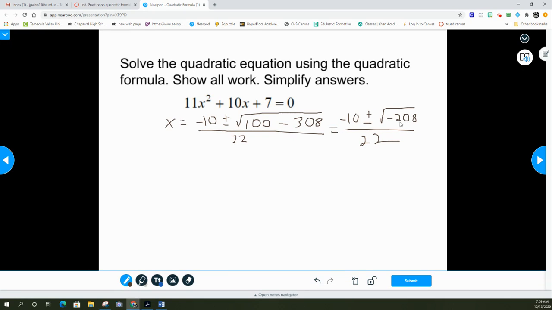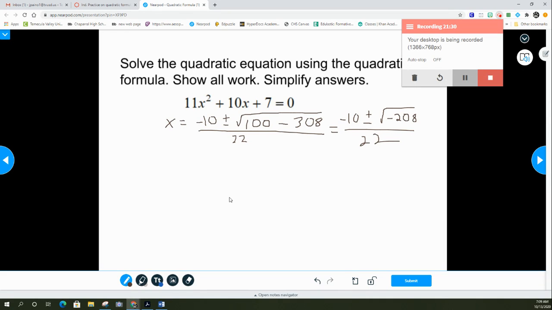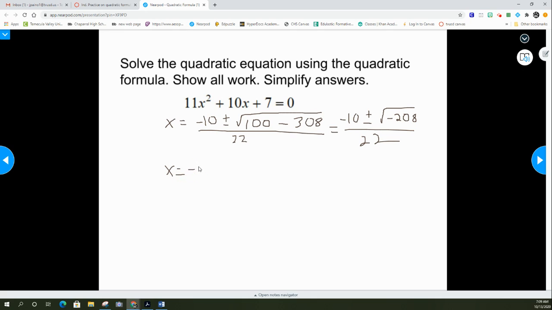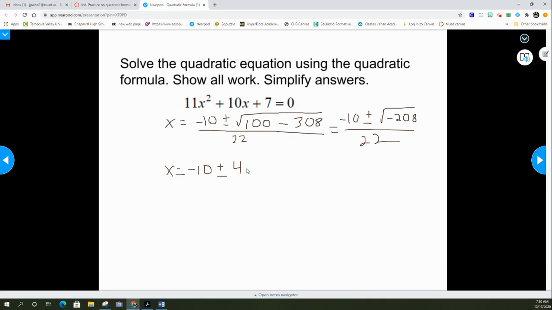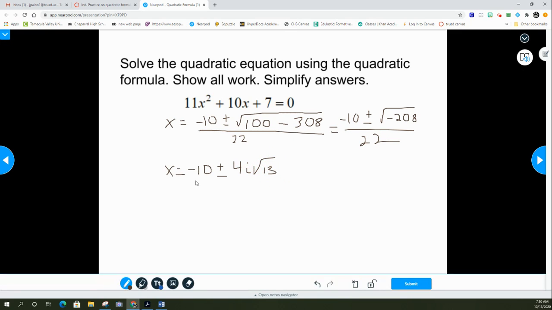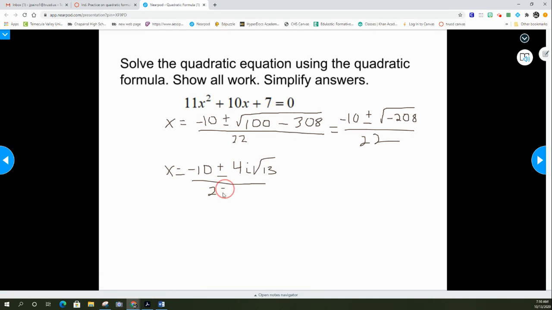So we need to find the largest perfect square that goes into 208. And that is 16. So this will simplify to 4i rad 13. 16 times 13 is 208. So I get x equals the negative 10 stays negative 10 for now, plus or minus, and now I'm just simplifying 208, just like we did for our warm-up. Again, it's 16 times 13, so it's 4 rad 13, but there's a negative inside, so it's got to be 4i rad 13 over 22. So I have two complex solutions.